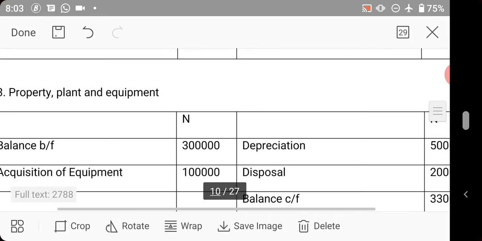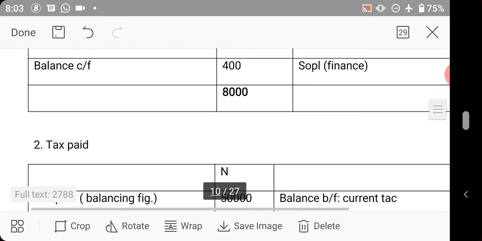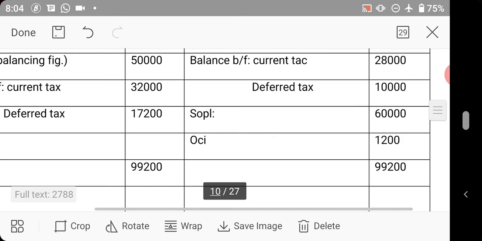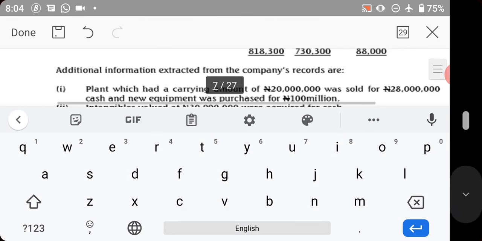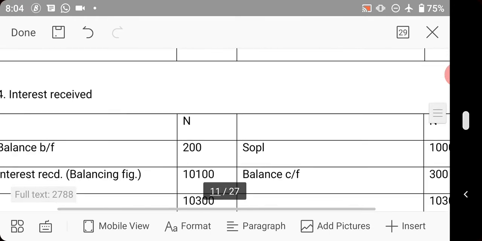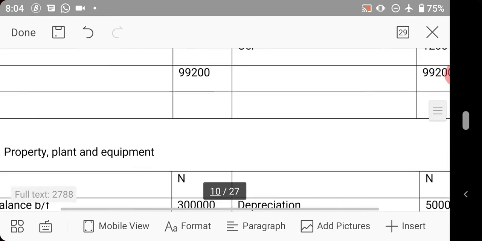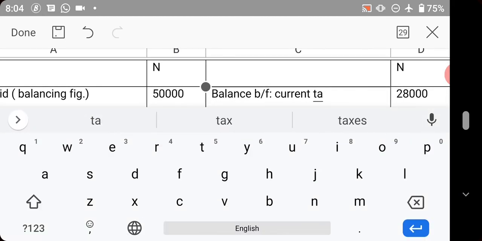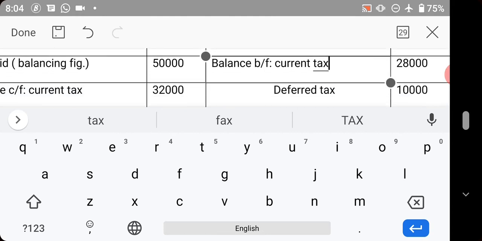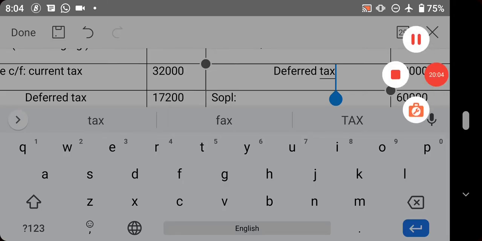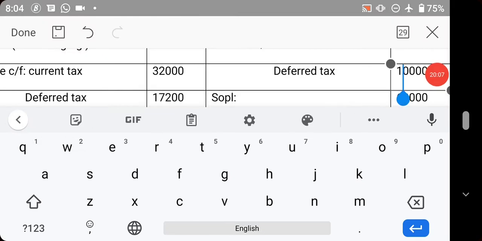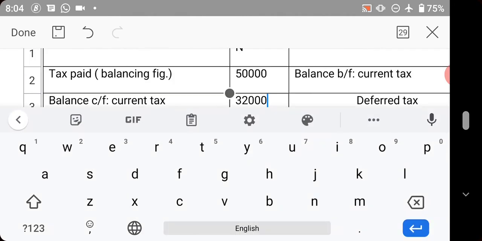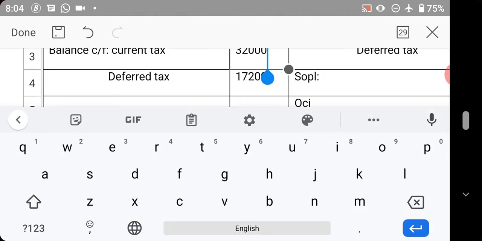So we'll come back to it. The balance brought forward of current tax is this. Since it is 28,000, we bring it here. Deferred tax is 10,000, we bring it here too. The balance carried down of tax is 32,000. For deferred, it is 17,200.